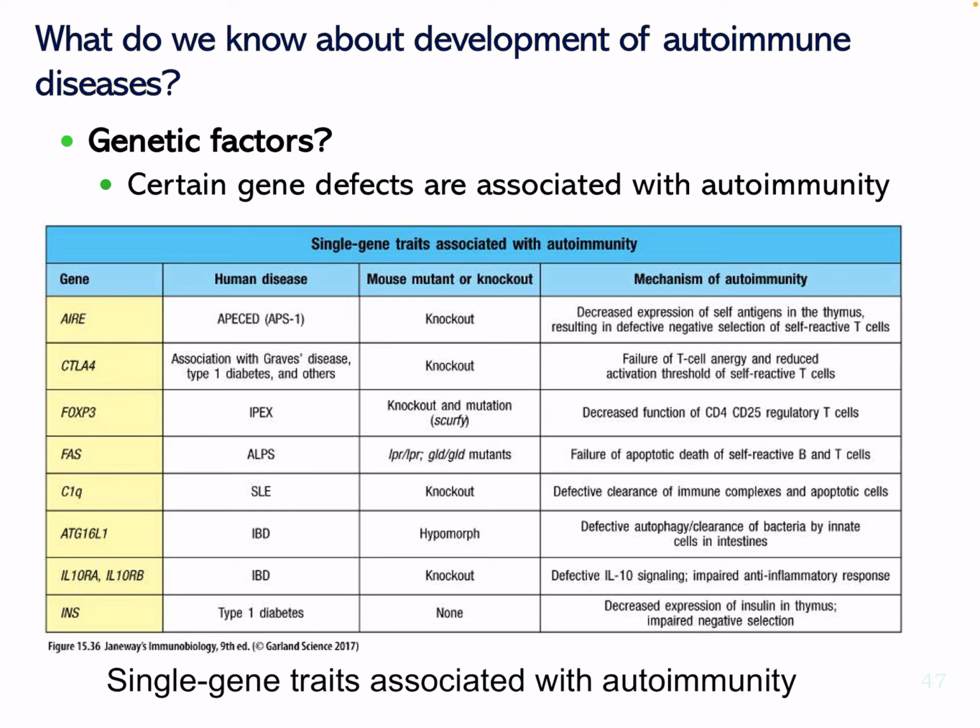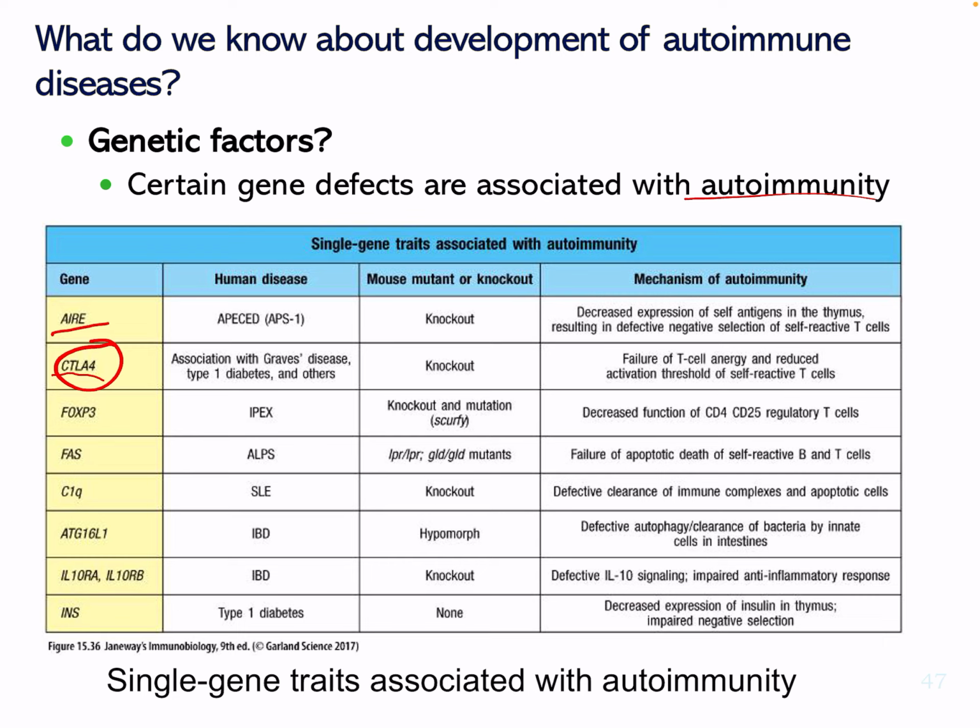So certain genetic factors. These are examples of certain gene defects that are associated with autoimmunity. As we mentioned, we have AIRE. We mentioned our CTLA4, which is associated with Graves' disease and type 1 diabetes. As we remember, CTLA4 inactivates T cells and reduces their effects. So without this, T cells would be overactive.